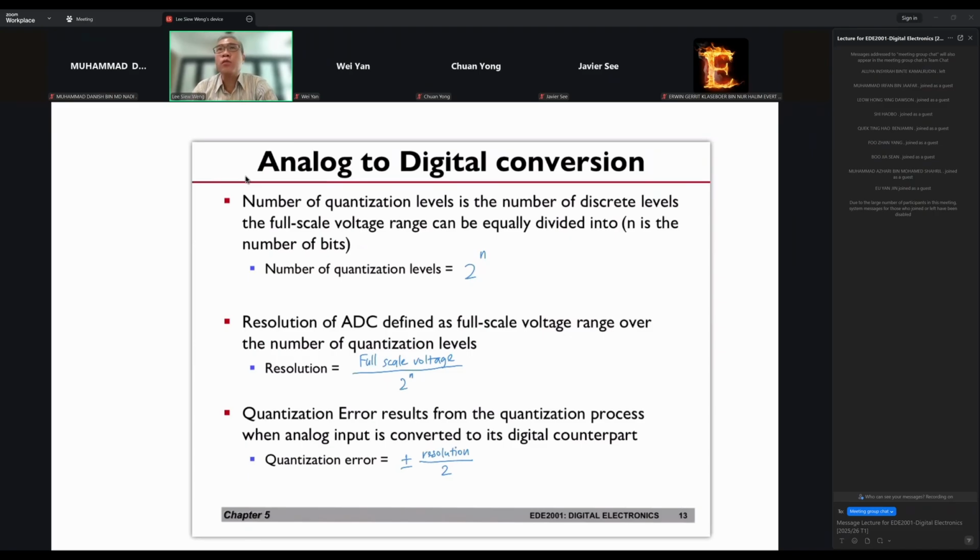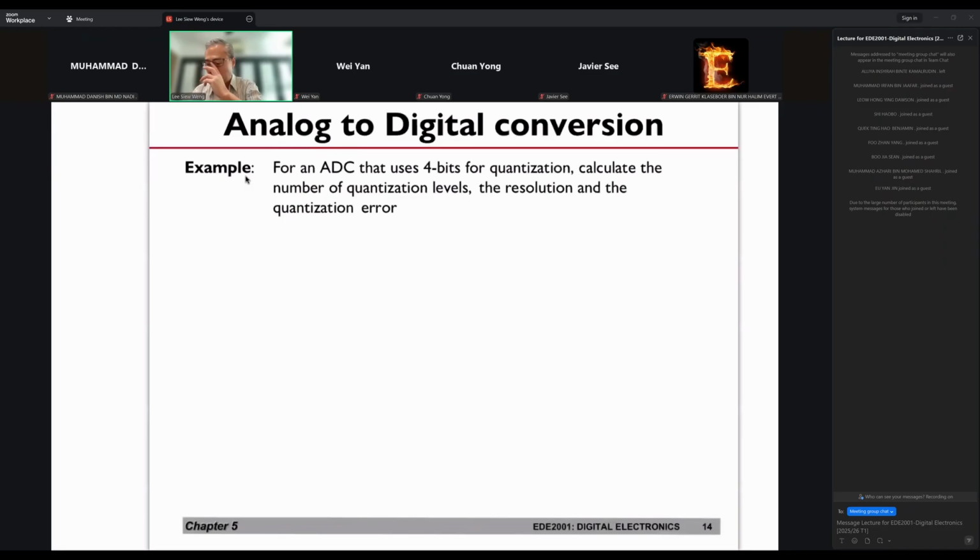Last week we started on ADC, so now we are, I think, halfway through. We talked about the number of quantization levels, then the resolution, and the quantization error. So we are going to work on an example on this. If there are any questions, just let me know along the way. So let's start with the example here.